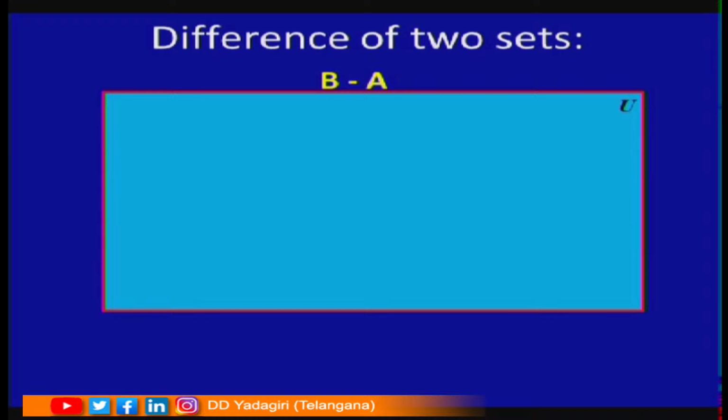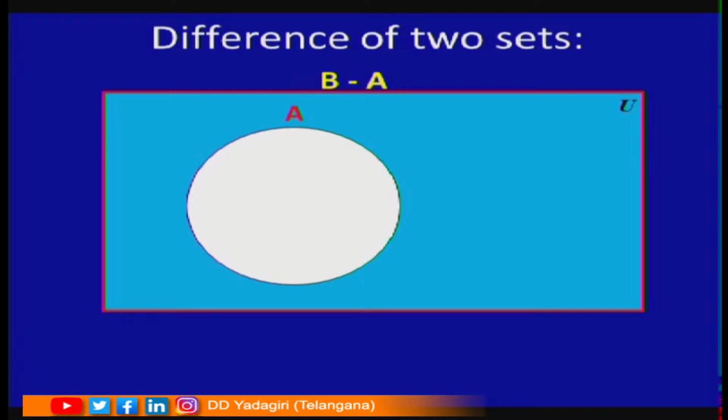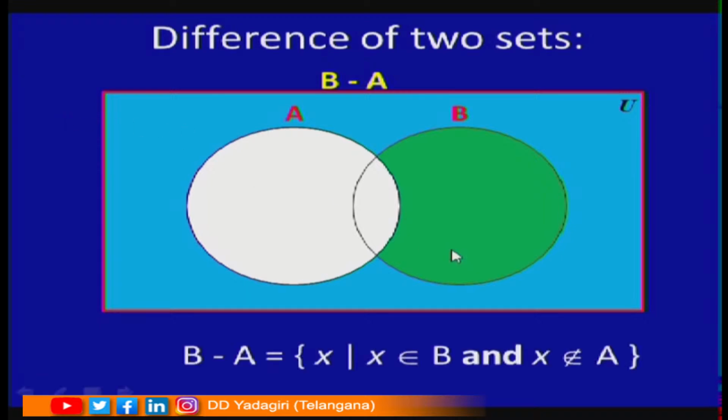B minus A. For any difference, I am taking first the universal set. Let us take set A and the same set B. If I remove A from B, that means B minus A. You see here in the green shaded part, whatever elements are here belong to B only, but do not belong to A. That you have to express mathematically.